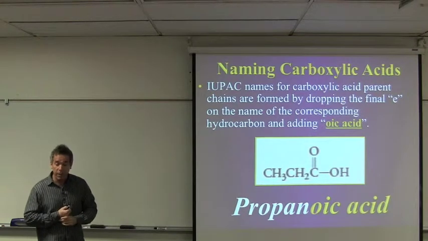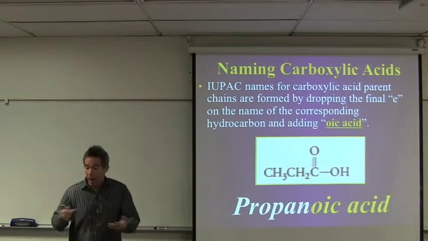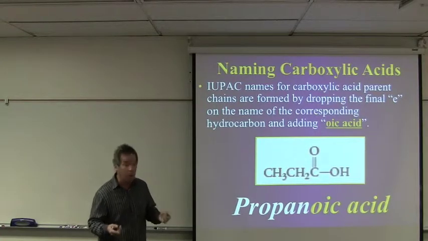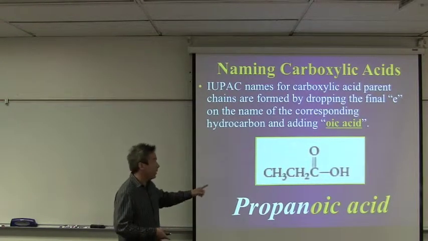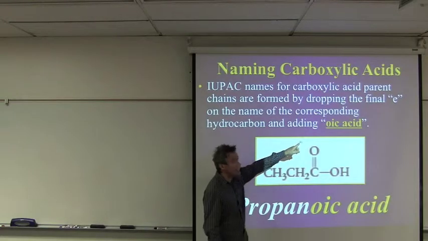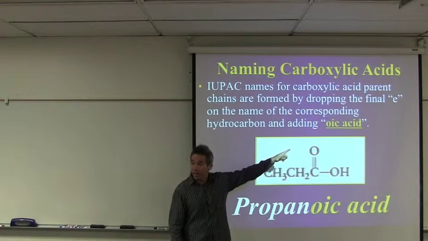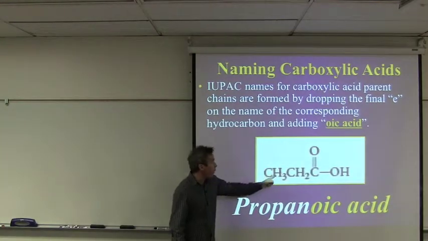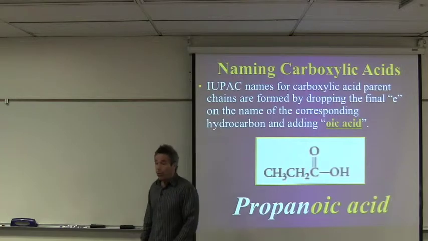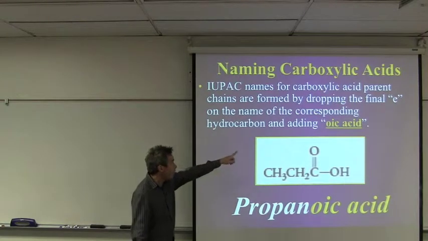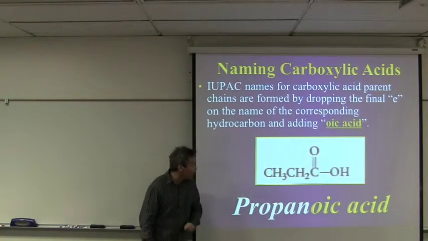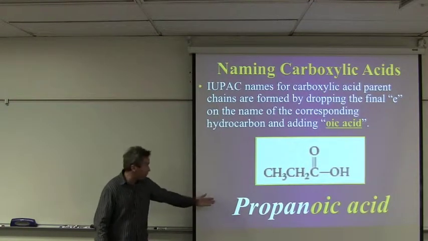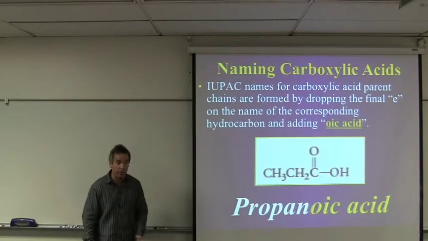We have to do something to the name to differentiate it from an alkane. If it was just 3 carbons and it was an alkane, we would have said propane. What you do for carboxylic acids is you replace the E suffix in the propane name with the oic acid suffix. For example, with 1, 2, 3 carbons, the alkane name would be propane. We replace the E with oic acid and would call this molecule propanoic acid. In this example, there's no substituents. If there were substituents, we'd put their position numbers and list them in front of the parent name.